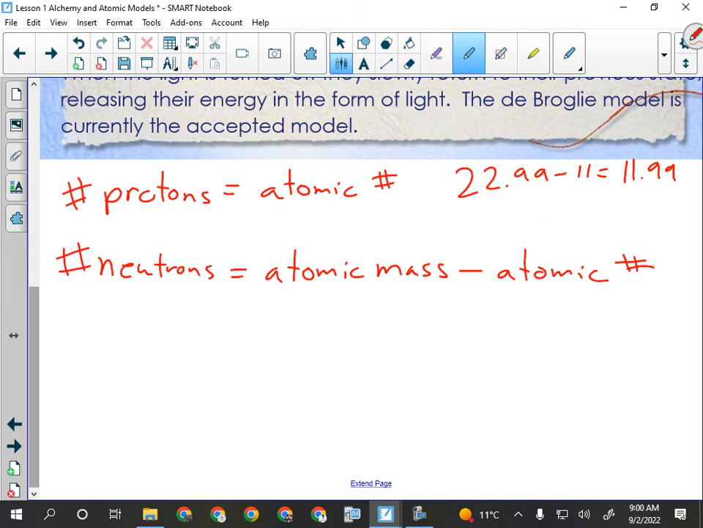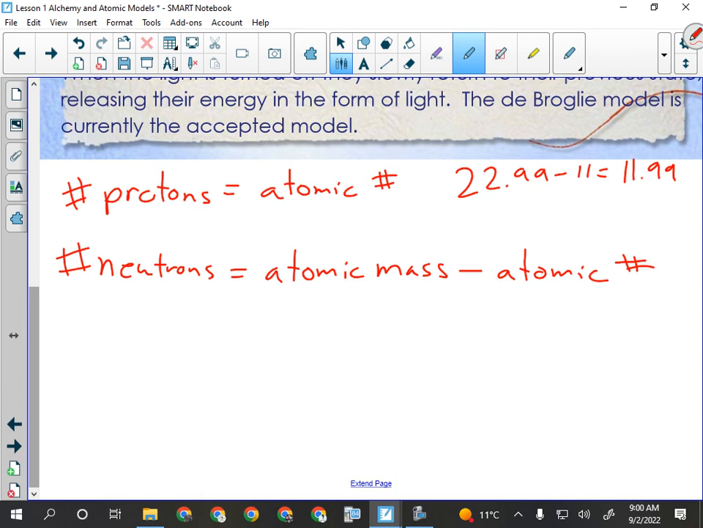Everyone okay with that? All right, how many electrons does sodium have? 11. The number of protons and the number of electrons is always the same, because an atom has to be electrically neutral. It has the same number of protons, or positive charges, as it has negative charges.